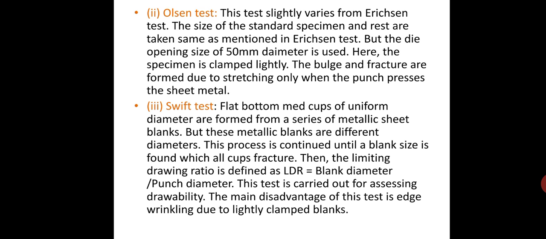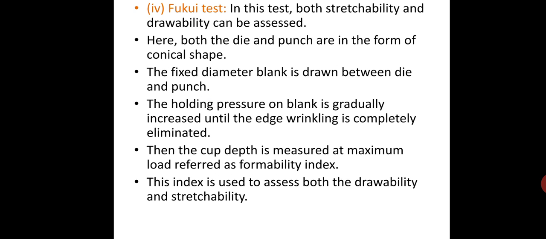And the next test is the Fukui test. Both stretchability and drawability can be assessed. In the Fukui test, both the drawability condition of the sheet metal and the stretchability of the sheet metal can be assessed. Here both the die and the punch are in the form of conical shape. The fixed diameter blank is drawn between the die and the punch.